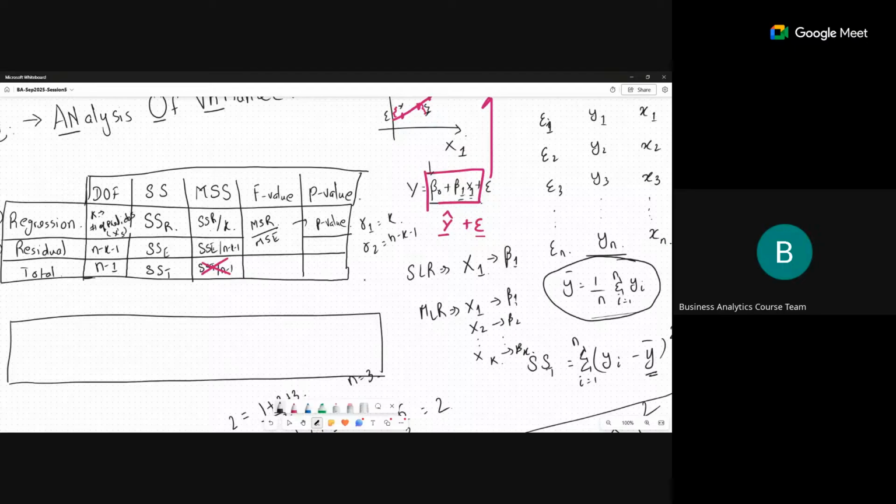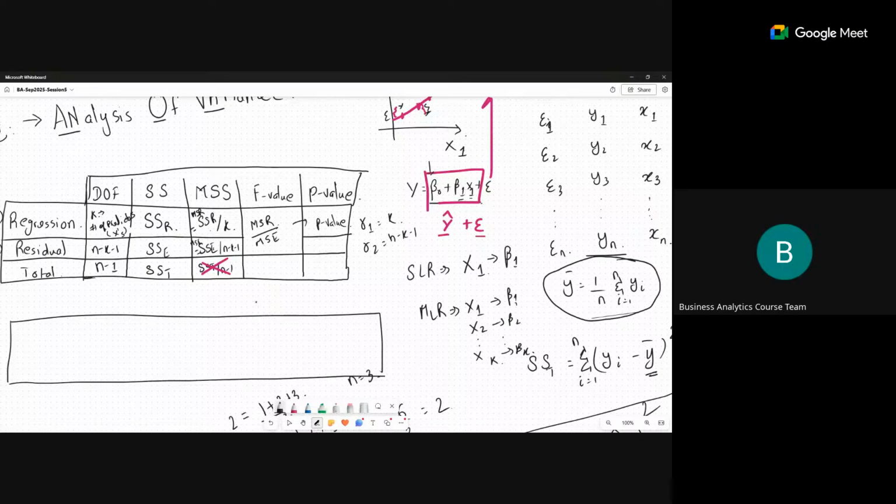Fine? So the F value will be the same for both regression and residual, MSR divided by MSE. For sum of squares and mean squares, we are calculating regression and residual separately, but for the F value, we only calculate one value. This is MSR, this is MSE, and that is your F value. Correct?